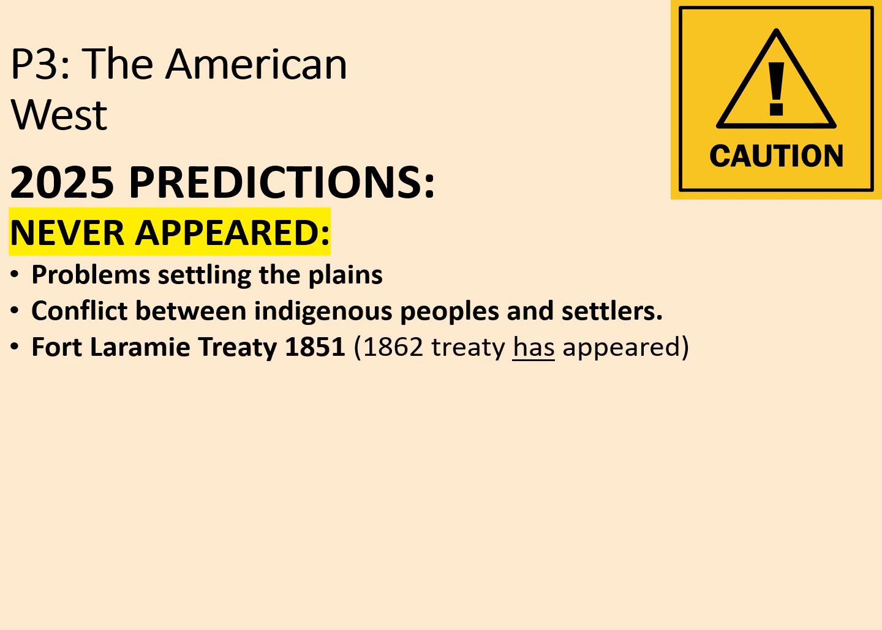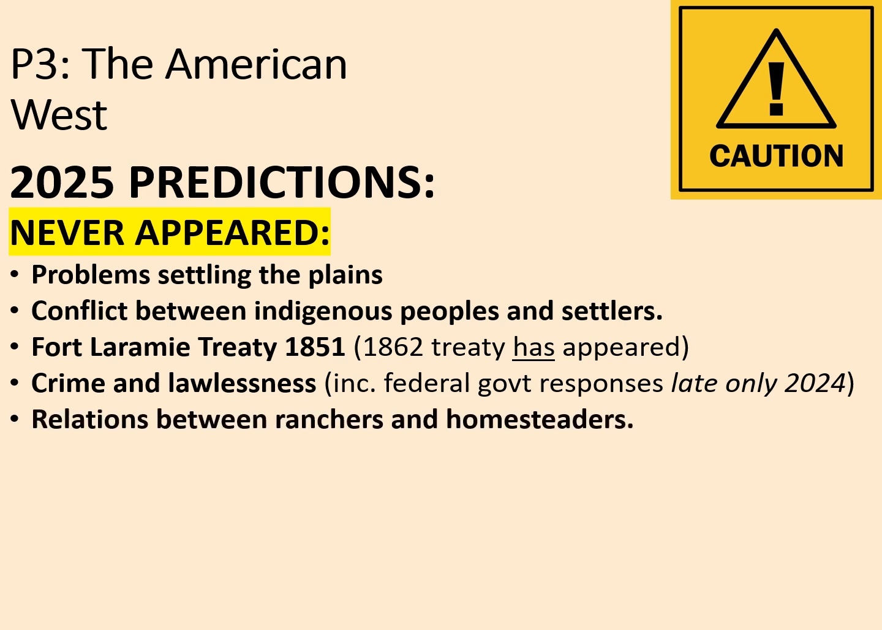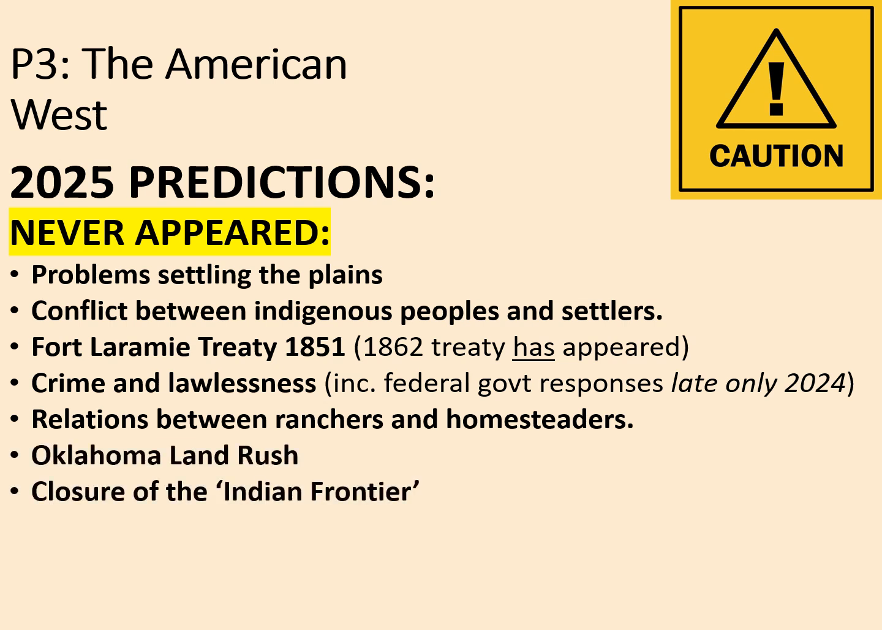The Fort Laramie Treaty of 1851 has never appeared, although bear in mind the 1862 treaty has appeared in a consequences question, so make sure you know the difference between the 2. Crime and lawlessness appeared last year, but only in the sense of after 1876. Earlier responses, for example to the gold rush, didn't really appear before that time. Relations between ranchers and homesteaders has not come up with its own question either. The Oklahoma land rush and the associated closure of the so-called Indian frontier are also two things that have not come up with their own questions.